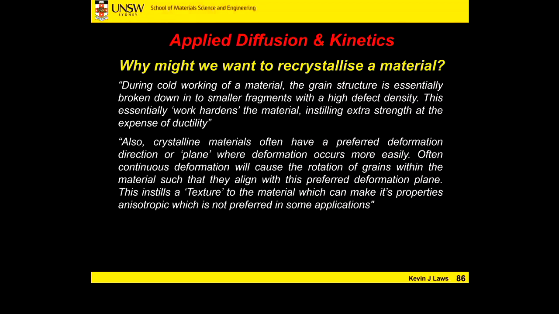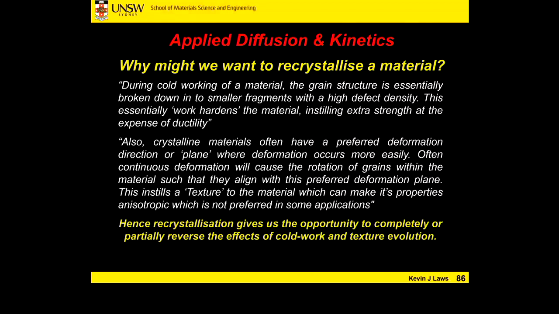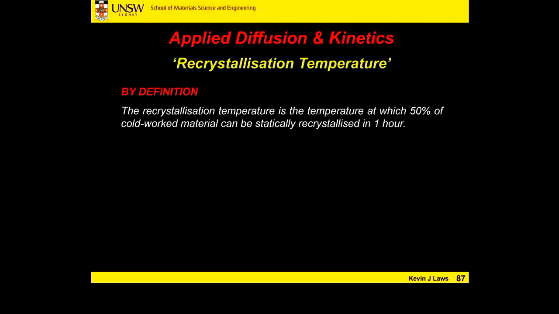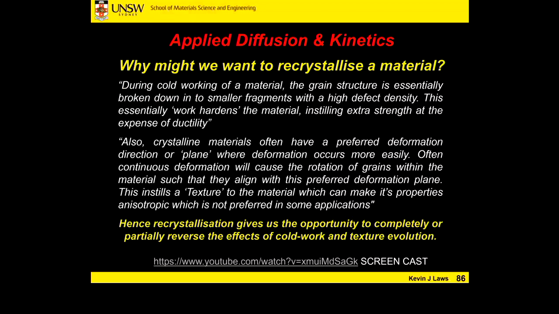Texture can be favourable in magnetic applications. We all know that magnets work through ordering of magnetic moments. If we have a defined texture in our magnetic material, this is good. We can strengthen magnetic moments in particular directions, which is good for their applications. But basically, recrystallization gives us the opportunity to completely or partially reverse the effects of cold work and textural evolution. We've got a couple of examples. I don't think that link's live anymore. So this is where we can use recrystallization to tailor the properties of our material.